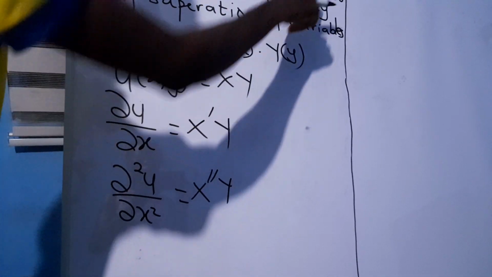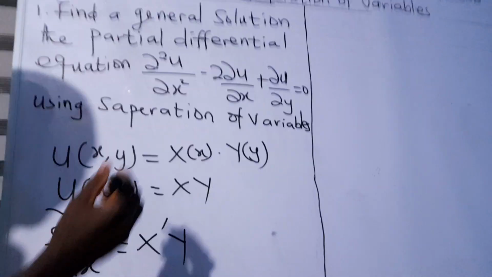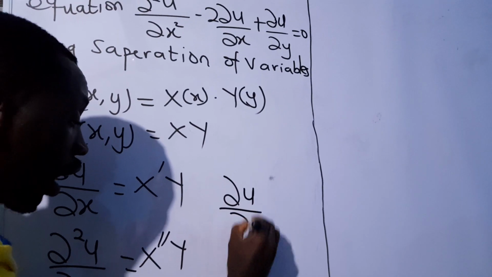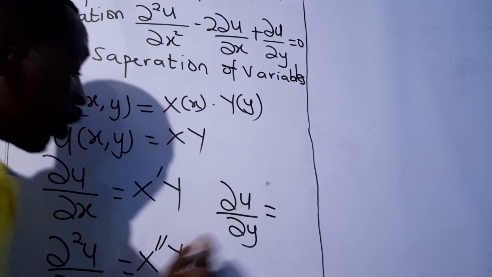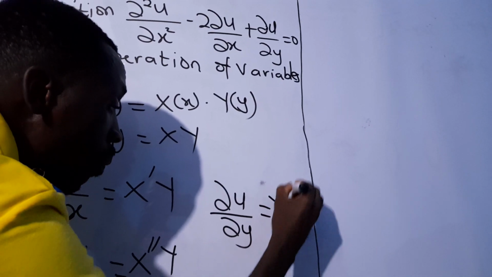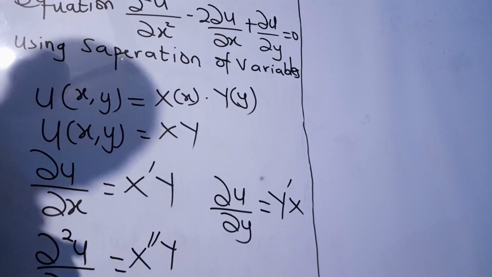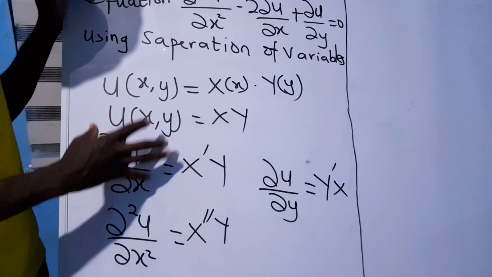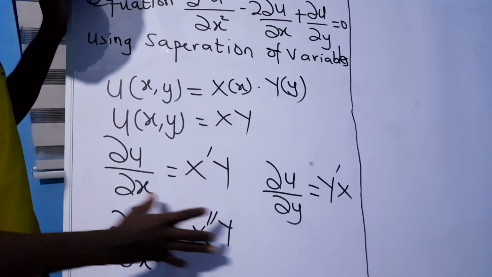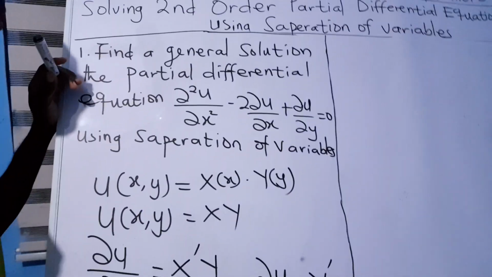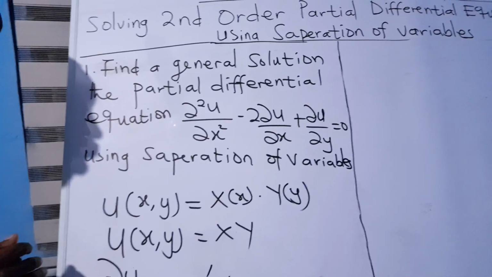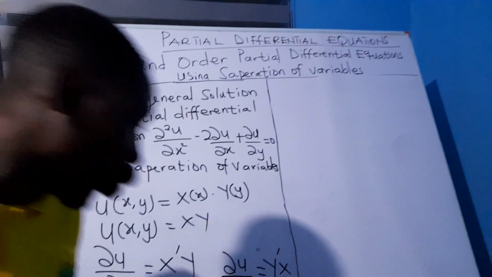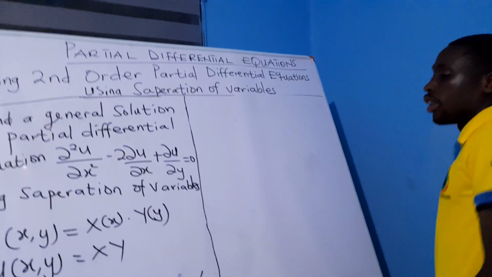Now we find the partial differentiation of u with respect to y, so the x will be kept constant. So we have del u over del y equal to y prime of x. So what next? We substitute the second differential of u with respect to x, the differential of u with respect to x, and the differential of u with respect to y, into our partial differential equation. After that, it will become easily separable, and when we separate it, it will become an ordinary differential equation. So now let's substitute that and see.